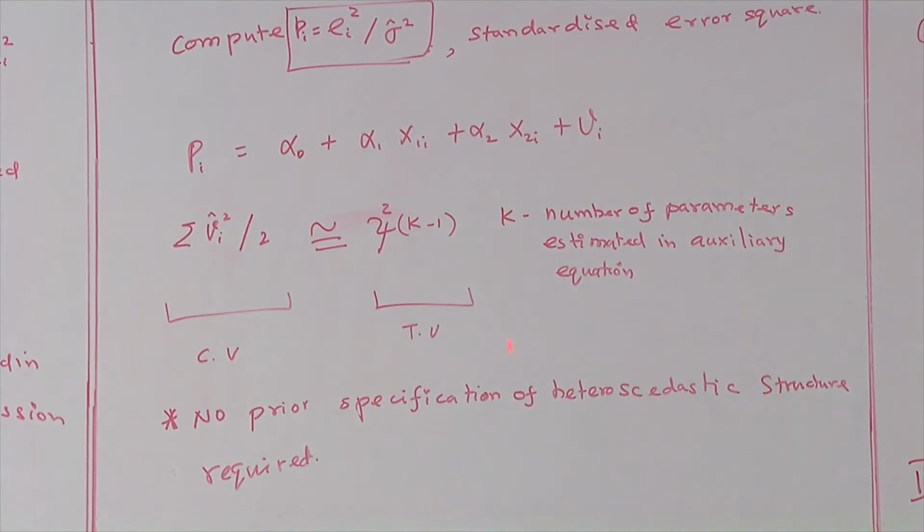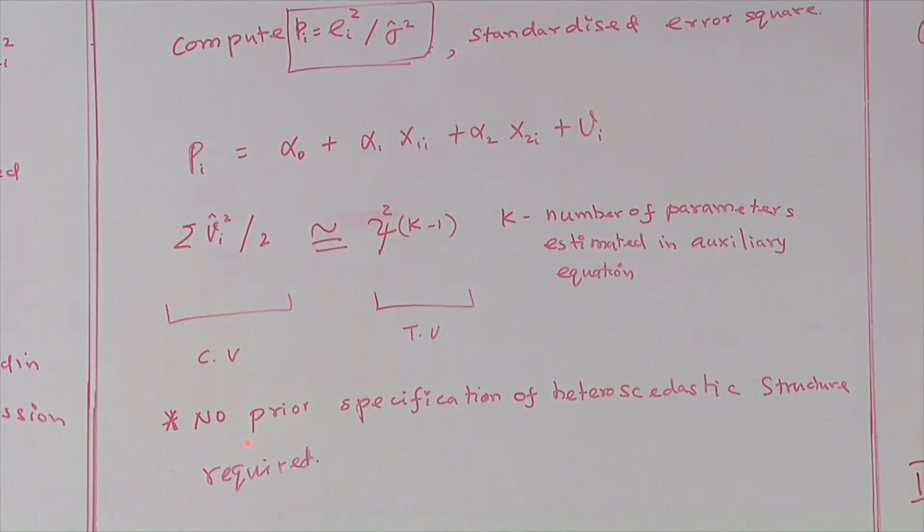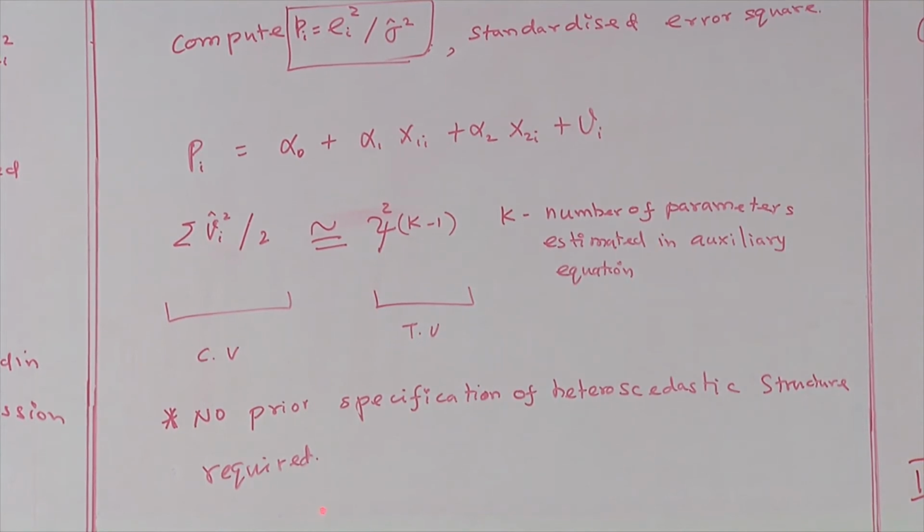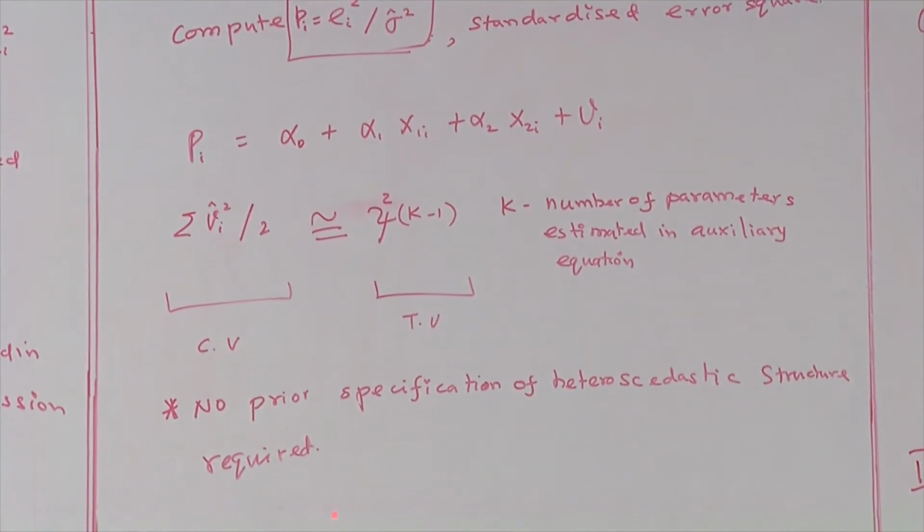One good thing about this test is, actually this is a popular test. One good thing about this test is that no prior specification of heteroscedastic structure is required. Actually, this is a generalized test for all kinds of heteroscedastic structure.